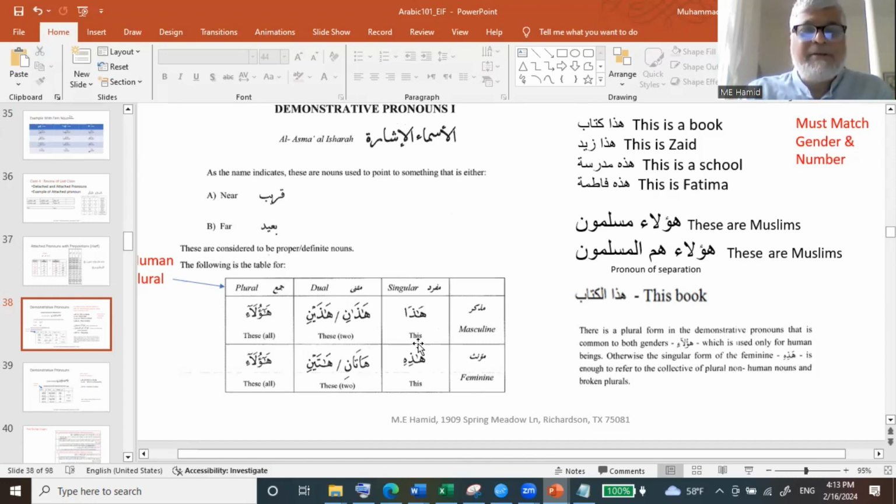You can say haza if the noun you're pointing to is a masculine object. If the noun is a feminine object, then we use hazihi. In English it's this. So in English, we don't know the gender of the noun and it doesn't matter. But in Arabic, we know what is being pointed at. So this girl, this boy, English is fine. But I would say haza for a masculine boy and hazihi for a feminine girl.